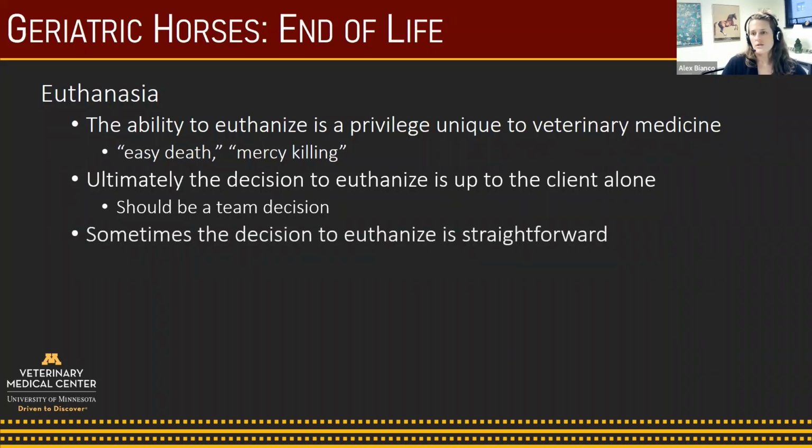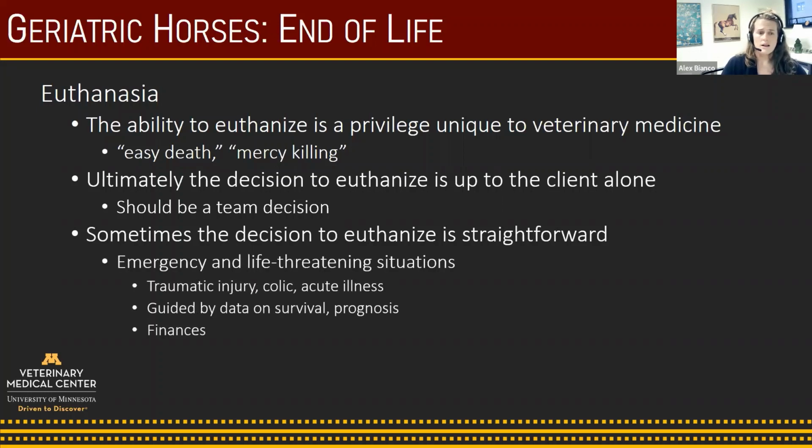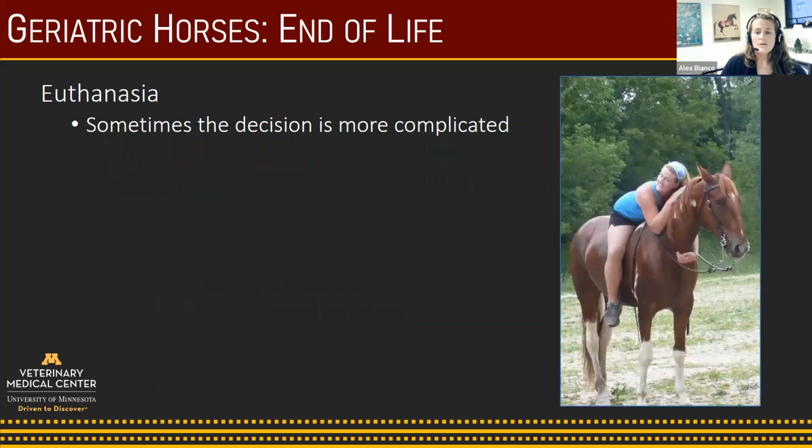Some decisions to euthanize are straightforward. Sometimes it's made for you, in terms of a traumatic injury or colic, an acute illness, something that cannot be fixed. Sometimes we have really good data. I know exactly how likely a geriatric horse is to survive colic surgery, and I can give you numbers on that, because people have done those studies. So we have great numbers to help make that decision in those situations. Sometimes finances are the ultimate deciding factor, and that is also perfectly reasonable. Your horse needs colic surgery, colic surgery is expensive, and if it's the only option, then that makes the decision to euthanize a little bit easier. Sometimes, though, it's more complicated.